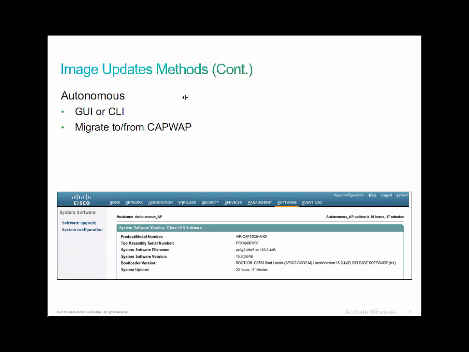Autonomous APs simply get upgraded from their GUI or from the command line based on the IP address of the access point itself. All right.